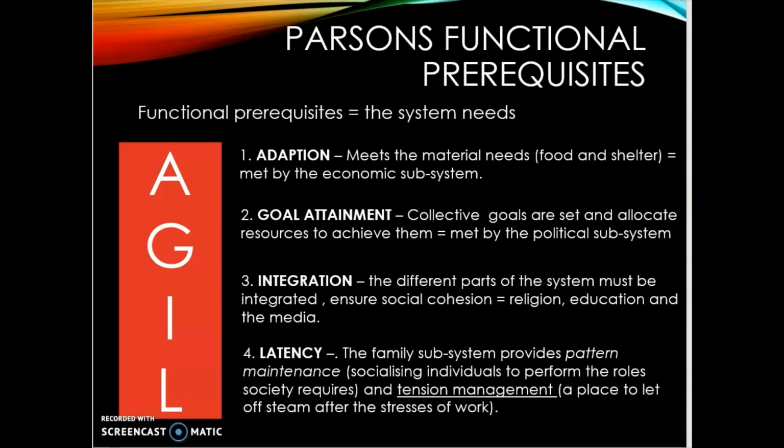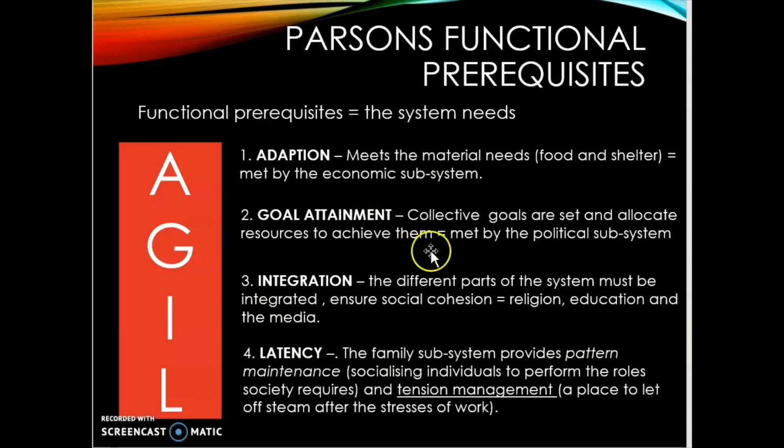So let's go back to Parsons' idea of the social system then, that society, like the human body, has needs in order for it to survive. So like the human body needs to have food and water, the society has exactly the same thing. Now, Parsons calls these the functional prerequisites. I'm just going to give you a brief summary about what they are. Okay, so the first one is adaptation. So basically that means that individuals need to have their material needs met. So basically that's meeting a person's economic needs. Are they getting food? Are they getting shelter?